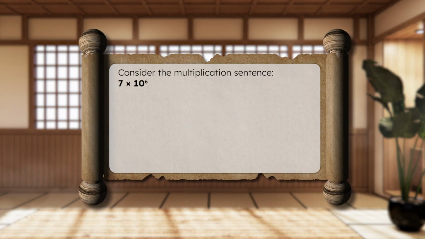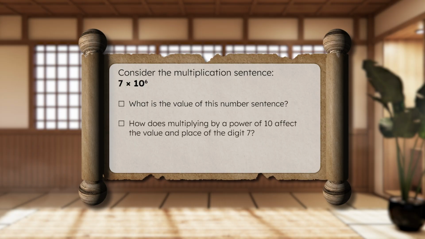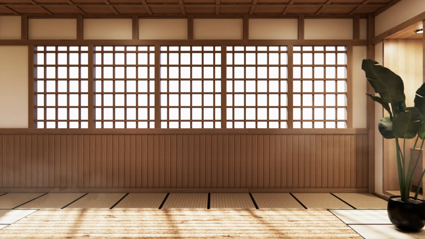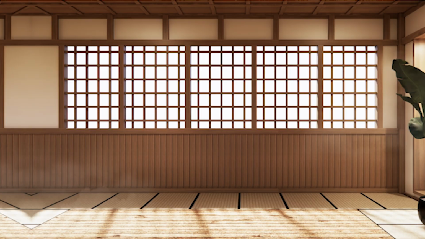Consider the multiplication sentence. 7 times 10 to the 6th power. What is the value of this number sentence? How does multiplying by a power of 10 affect the value and place of the digit 7? What pattern do you notice when a number is multiplied by a power of 10? Study well. The path to mastery begins now.